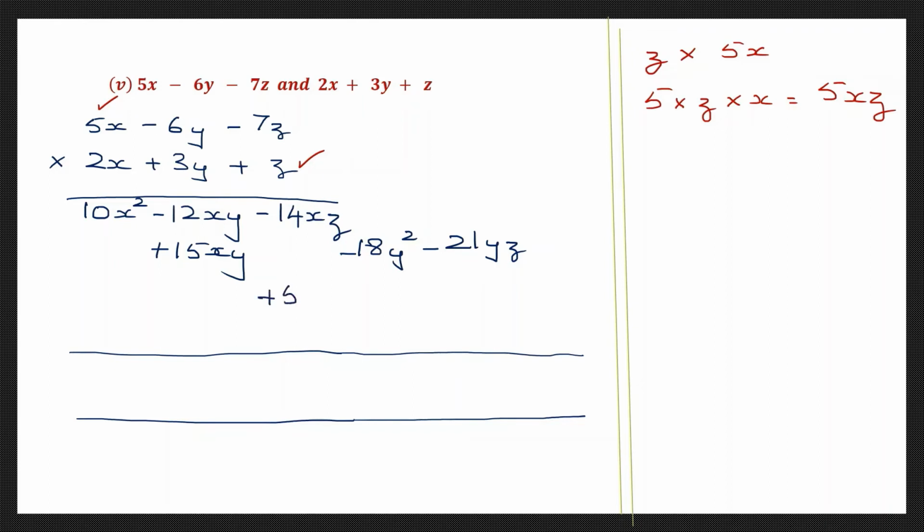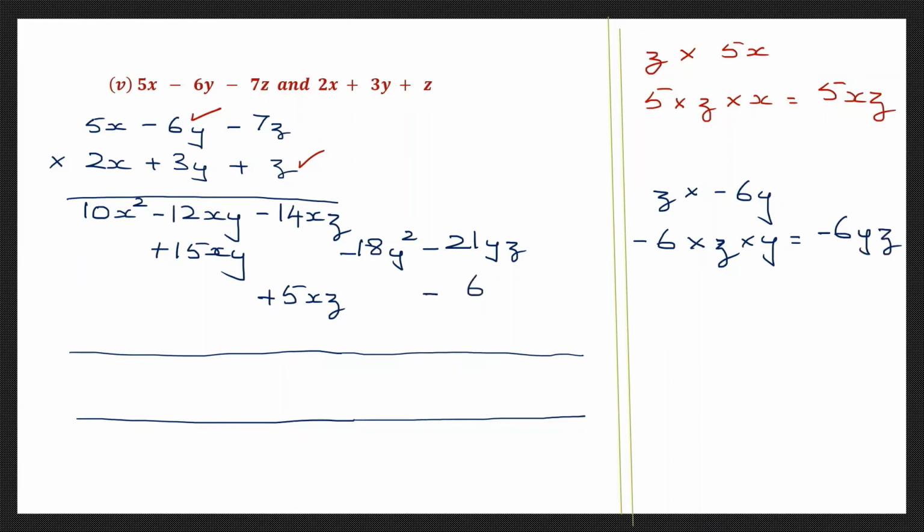Plus 5xz. Now we'll take the next term, z into minus y. So that is minus 6y. So minus 6 will remain the same. We have 1z and we have 1y. So let's make it minus 6 in order, yz. Do we have a yz? Yes. So let's put it there. So this becomes minus 6yz.